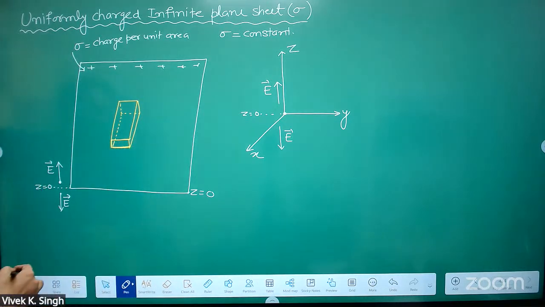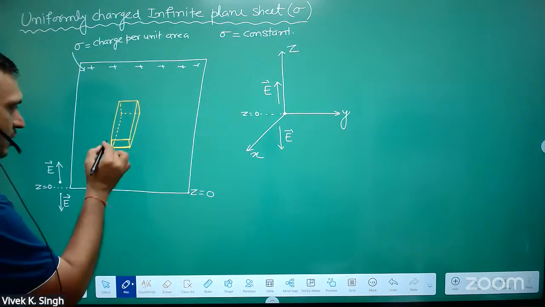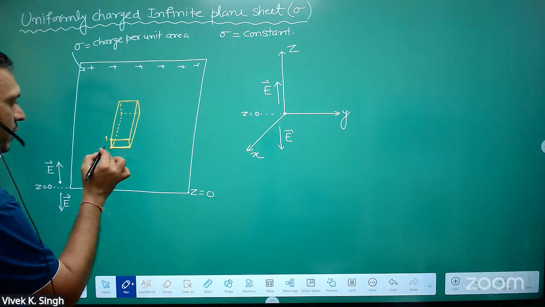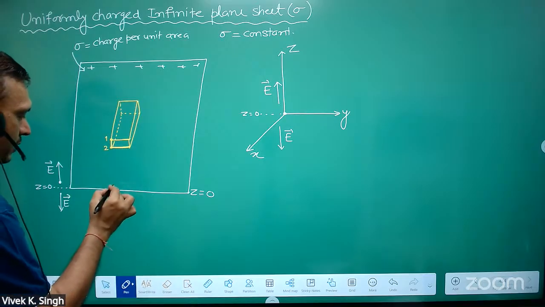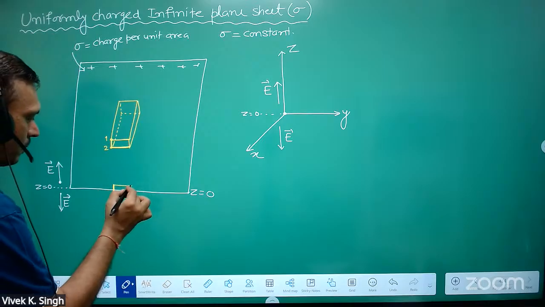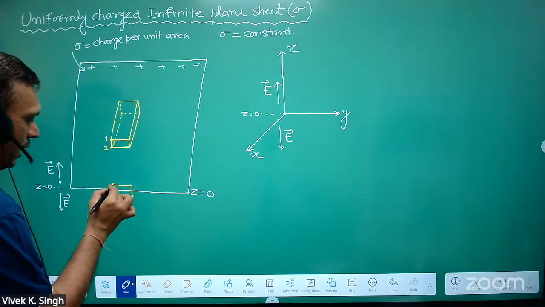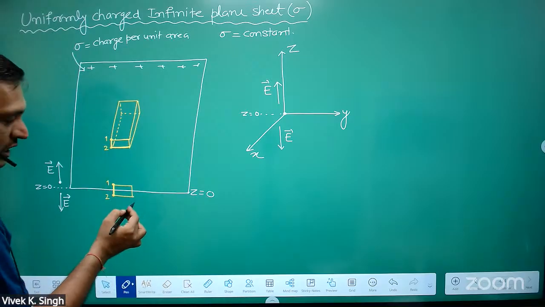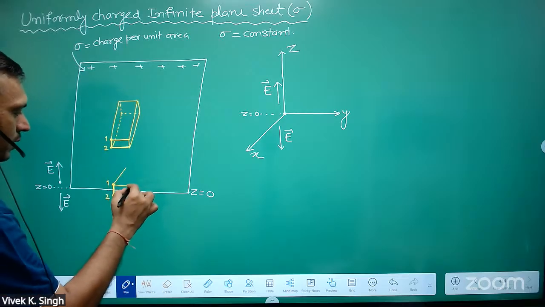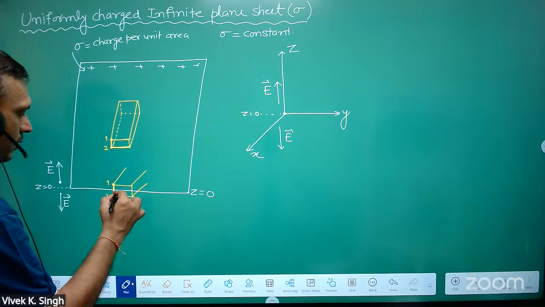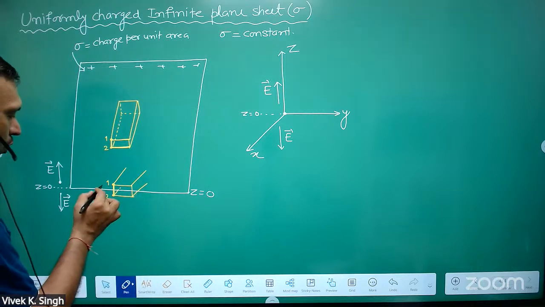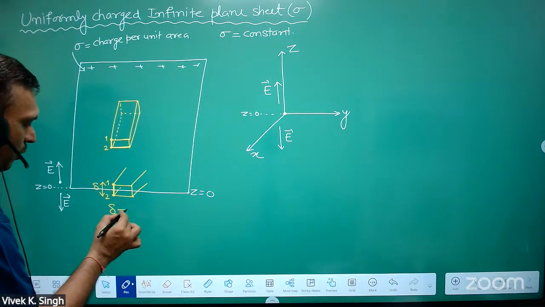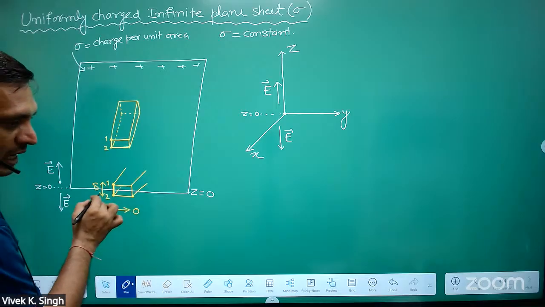This is the box. And this box, this point is above the sheet and this point is below the sheet. Let's say this point is 1 and this point is 2. So it's like this. Above the sheet and below the sheet. Point number 1, point number 2. This is the box. And what will be the width of the box? Delta. Delta is very small because it's a thin sheet.